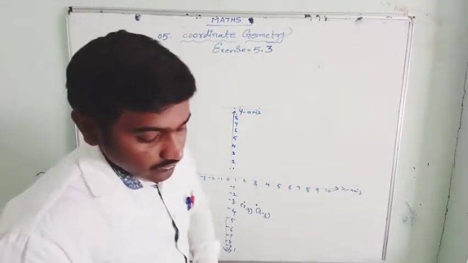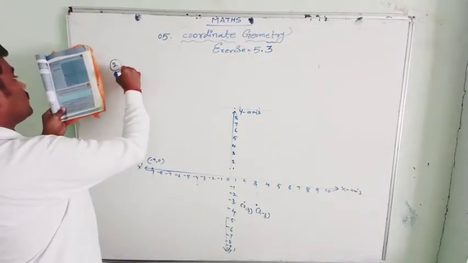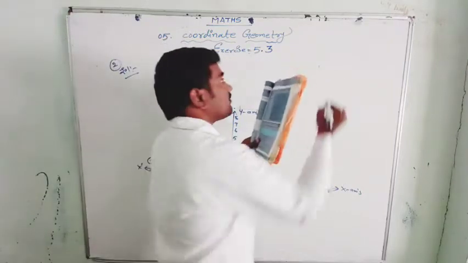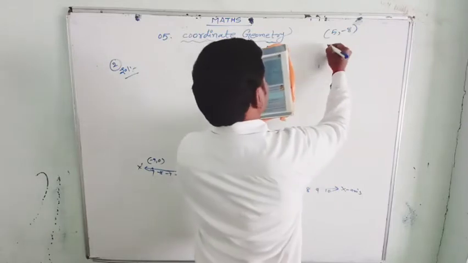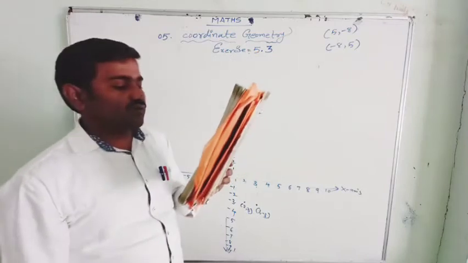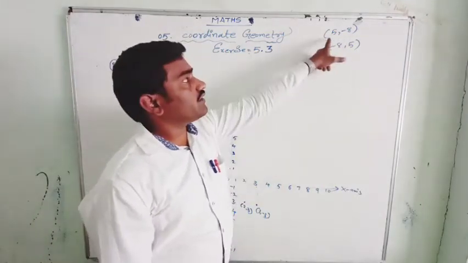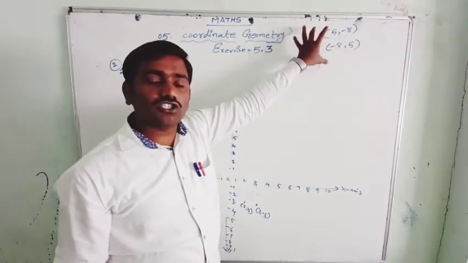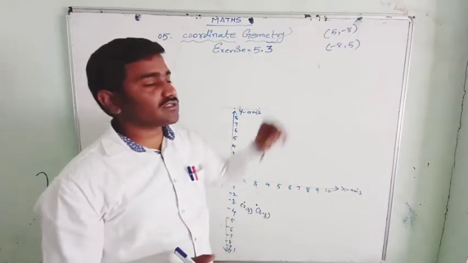The question number 2. See, are the points 5 comma minus 8 and minus 8 comma 5 the same? Justify your answer. Can you see the first point 5 comma minus 8 and minus 8 comma 5? Are these 2 points the same? Justify your answer. This is the question. Can you say these 2 points are the same?